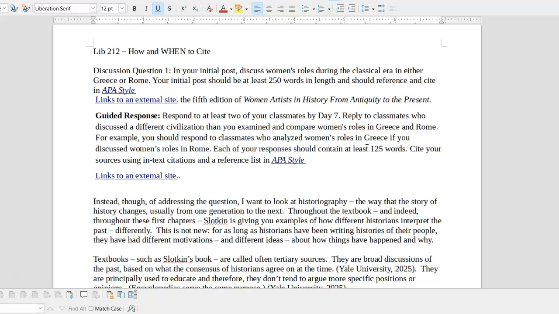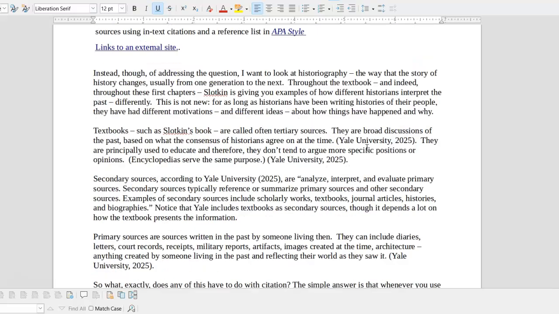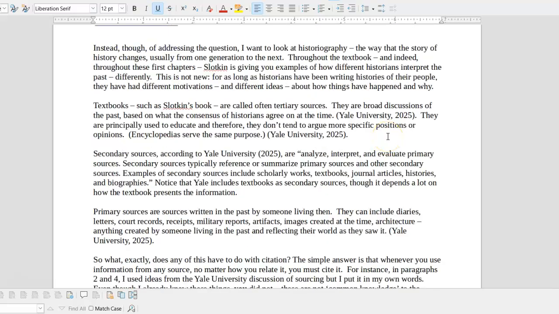Historiography is the way we tell the story of history. If you want a real definitional structure for it, it is the history of history, or the history of how history is written, and how history and the interpretation of it changes, usually from generation to generation. So that's what the first part of this paragraph is about. And part of the reason it changes is because of the new things that we find.